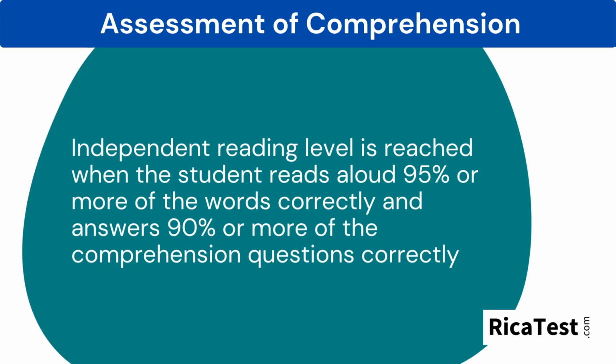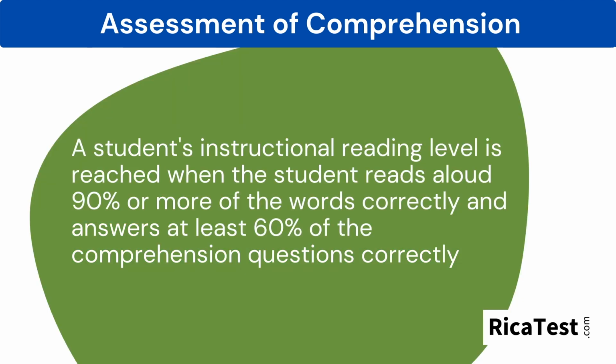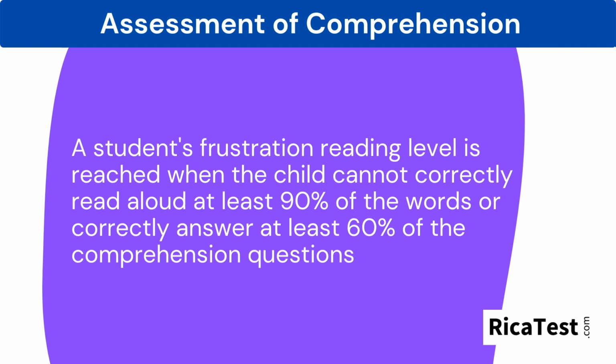Let's review the numbers for students' reading levels. First, a student's independent reading level is reached when the student reads aloud 95% or more of the words correctly and answers 90% or more of the comprehension questions correctly. A student's instructional reading level is reached when the student reads aloud 90% or more of the words correctly and answers at least 60% of the comprehension questions correctly. Then a student's frustration reading level is reached when the child cannot correctly read aloud at least 90% of the words or correctly answer at least 60% of the comprehension questions.